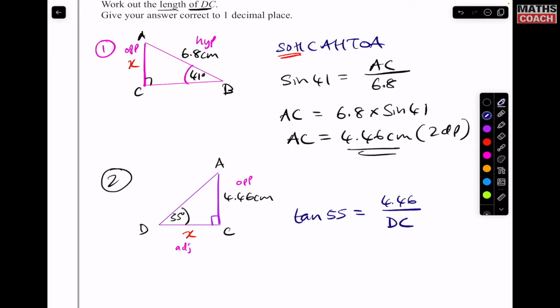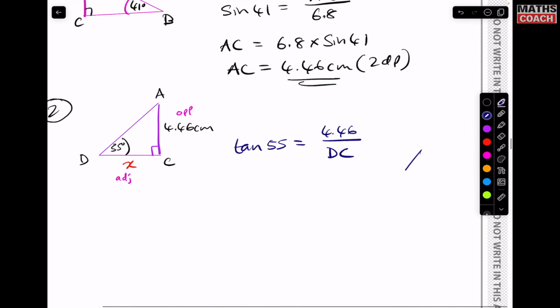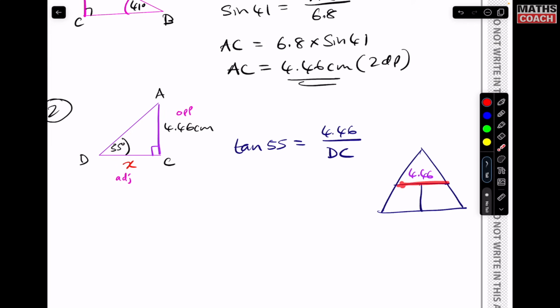Okay, and then I just need to rearrange that. Now, some of you guys may struggle with rearranging this. Again, you can use the triangle. The triangle method very quickly. What goes on the top? On the top is 4.46 because that's the division bar. What goes on the bottom? Tan 55 and DC. We are looking for DC. We want to cover up DC. What we're seeing here is 4.46 divided by tan 55. So DC would be equal to 4.46 divided by tan 55.